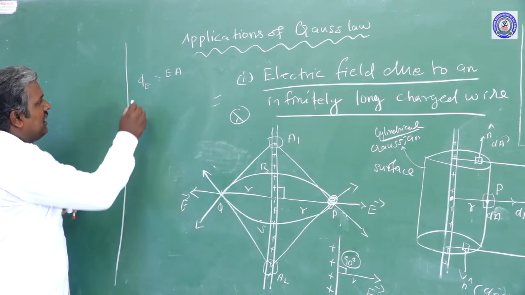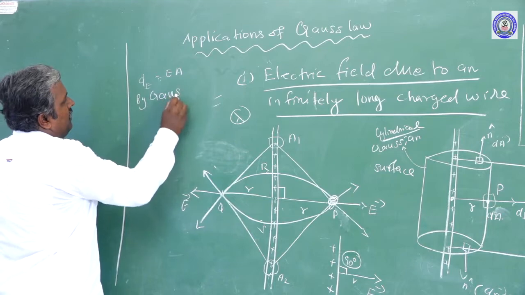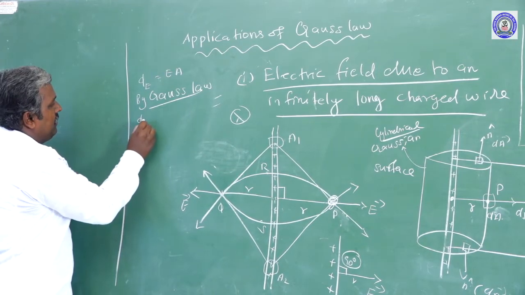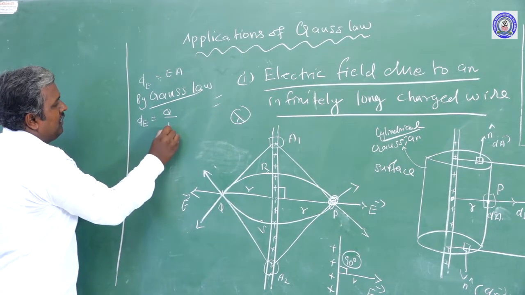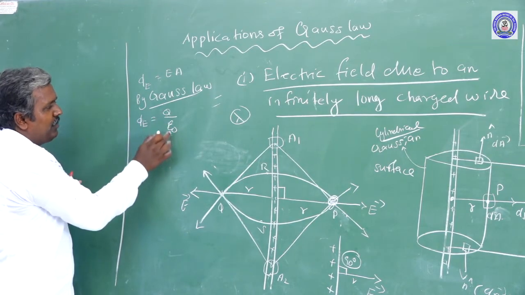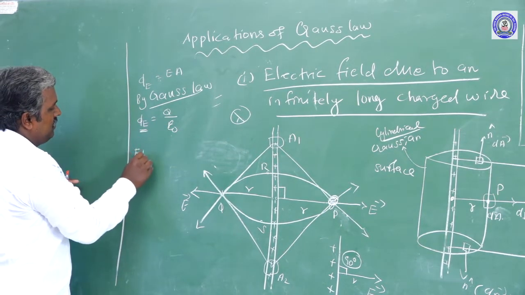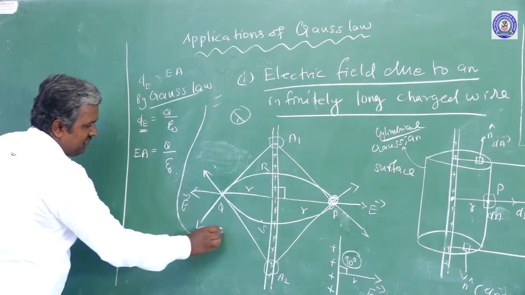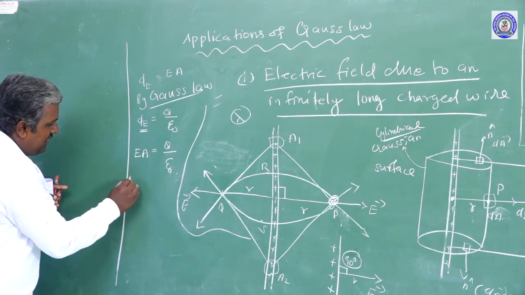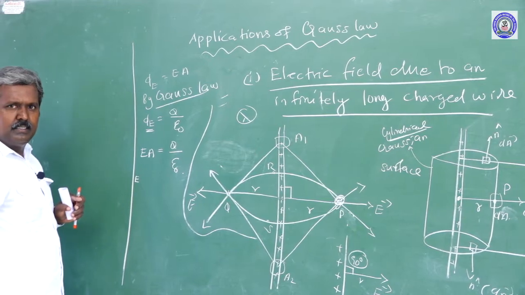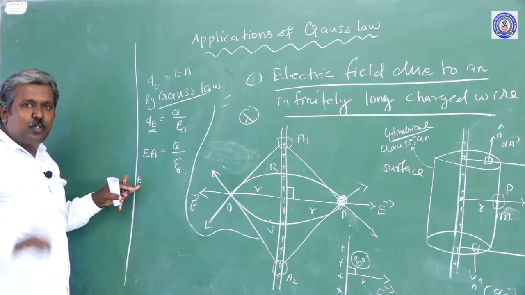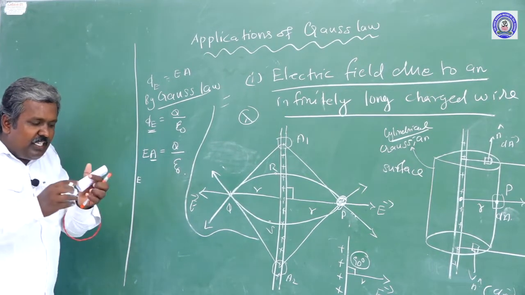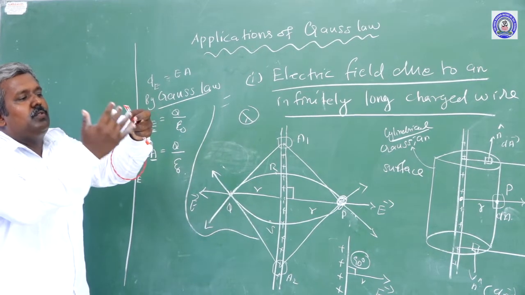So by using Gauss law, what is Gauss law? Flux is equal to Q by epsilon naught, or Q net by epsilon naught. So flux is equal to EA is equal to Q by epsilon naught. Therefore, what is E, the electric field? Here we want to calculate this only. So don't disturb for this symbol. What is A? Total area of this closed surface.